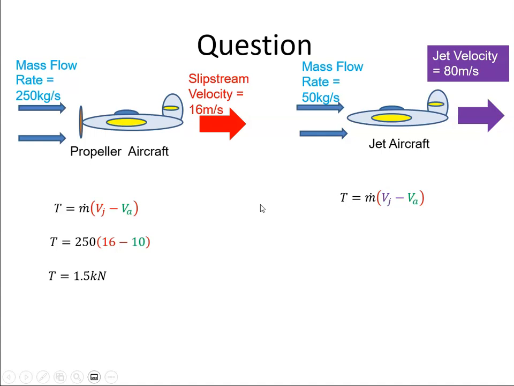For the jet, we have a mass flow of 50 kilograms per second. The jet velocity is 80 meters per second, and we were told that the aircraft is flying at 50 meters per second. So that is also 1.5 kilonewtons. So we've equal amount of thrust from both engines.